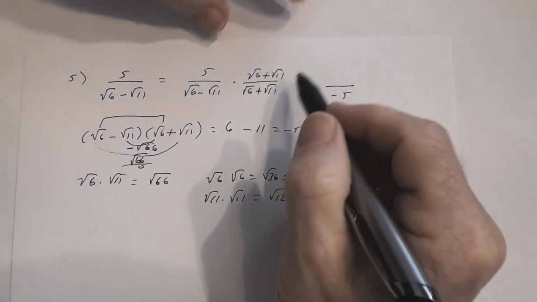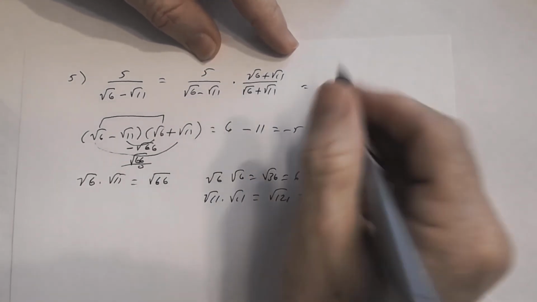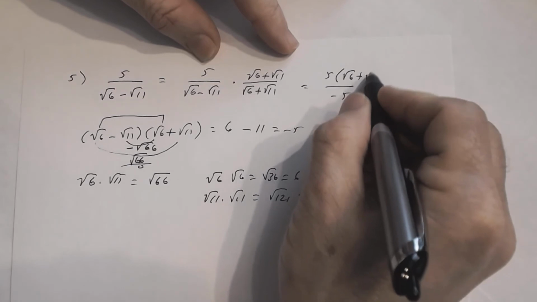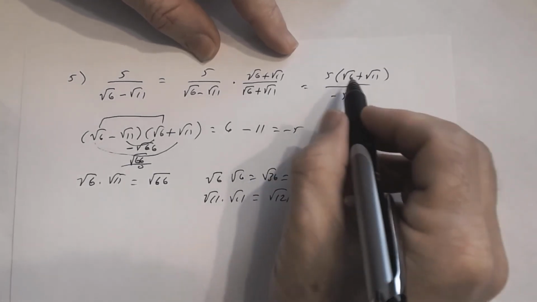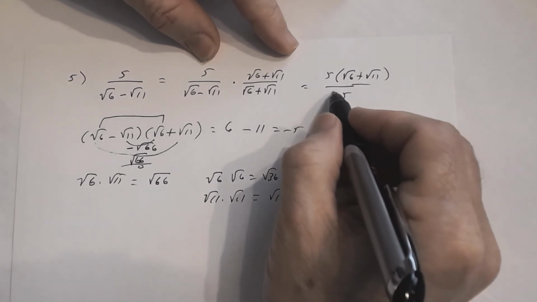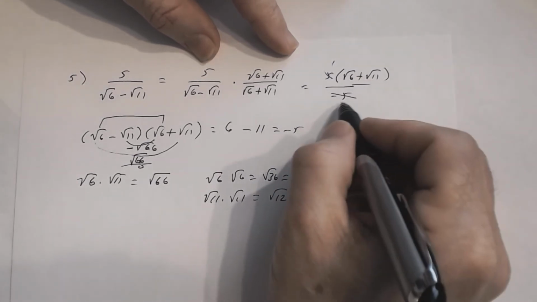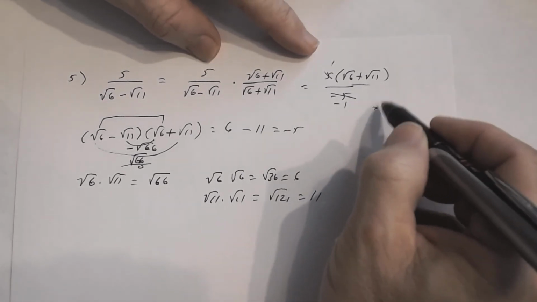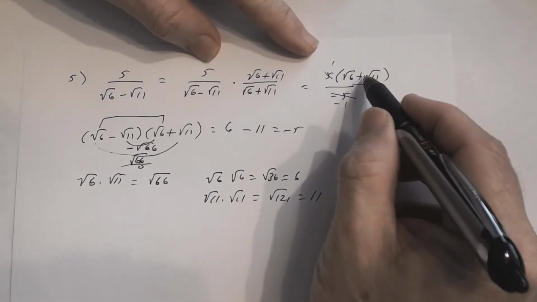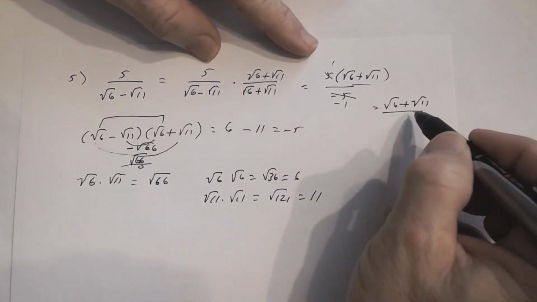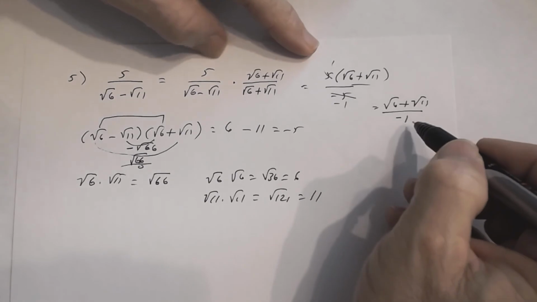Okay, now the numerator, I have a monomial times this binomial here. So I get 5 times the square root of 6 plus the square root of 11. Now before I distribute, remember, let's try and reduce if we can. And we can here. 5 into 5 is 1. 5 into negative 5 is negative 1. And so then I get 1 times the numerator, which is the square root of 6 plus the square root of 11, divided by, and the denominator is negative 1.